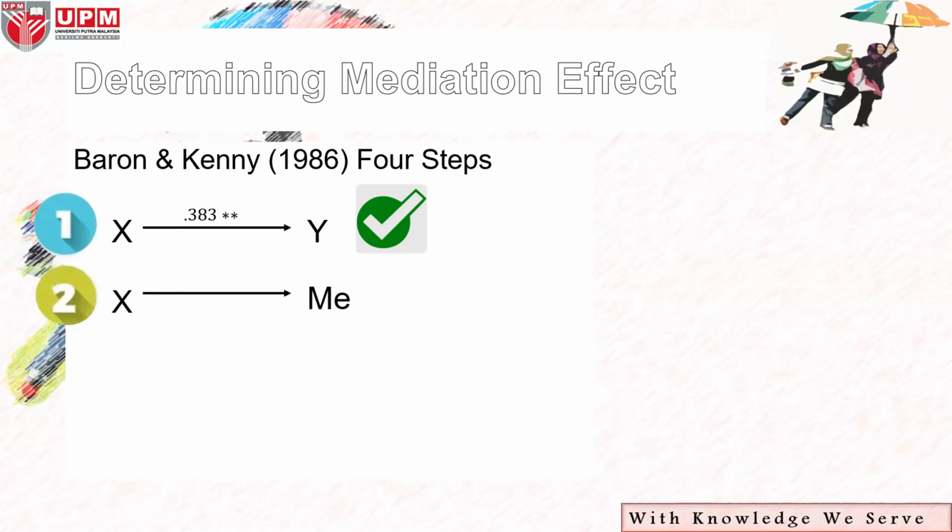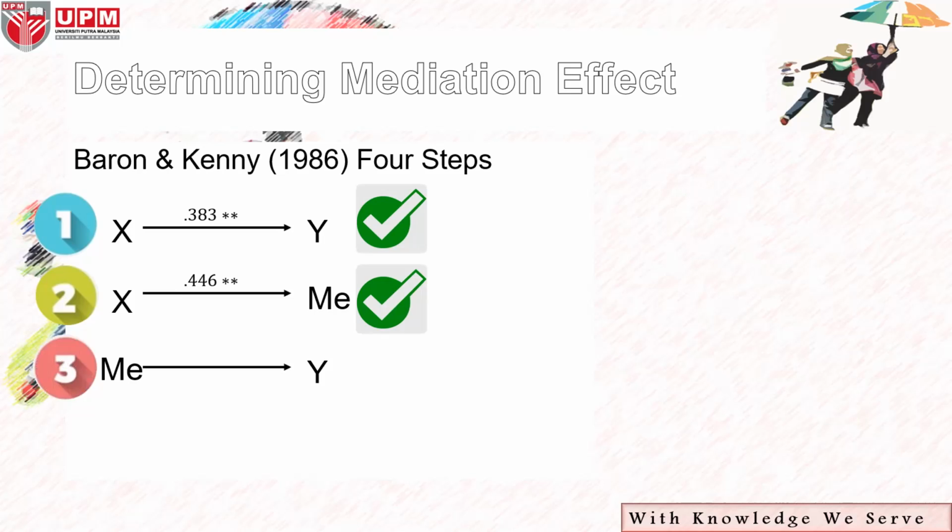Okay. Second one, the correlation between IV and mediator, which is the result indicated r equals 0.446. 2 stars indicated the significant correlation. So the second assumption pun met. We met the second assumption. The third one, the correlation between mediator and DV. The result indicated the finding equals 0.544. 2 stars indicated the significant relationship. So we fulfill the third criteria as well.